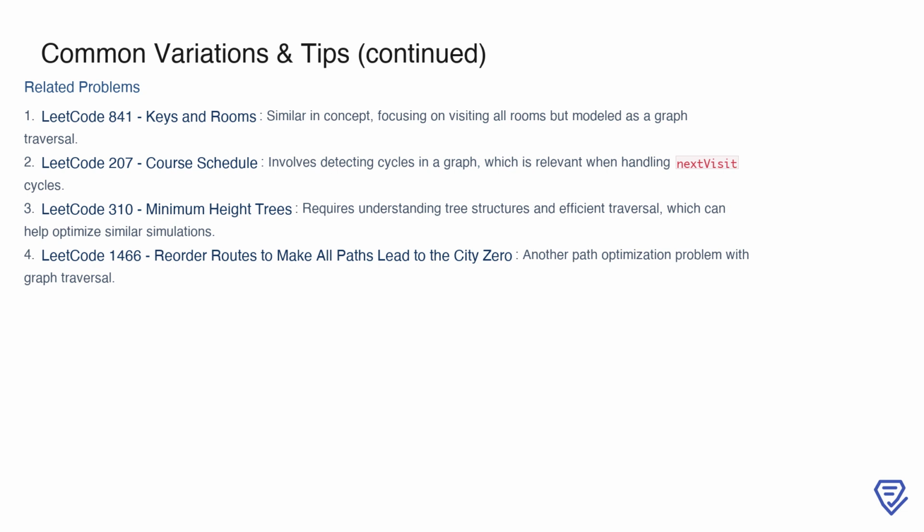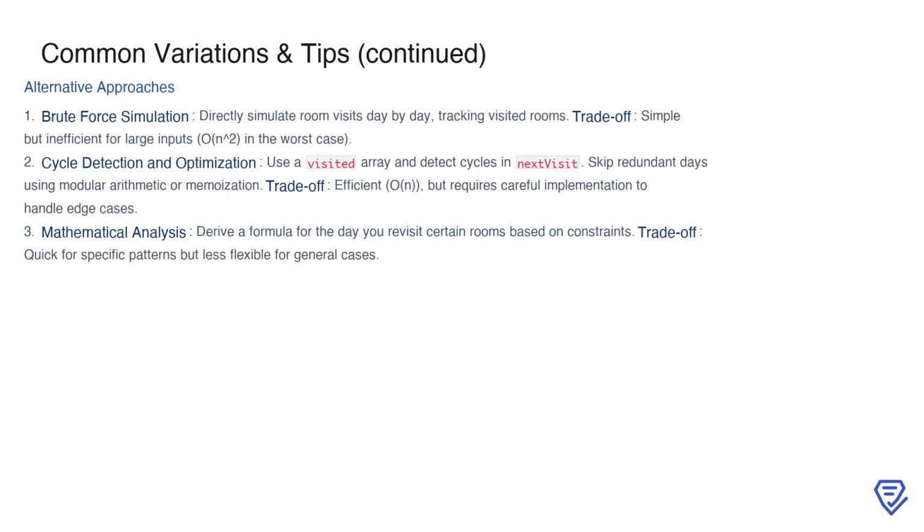Lastly, LeetCode 1466, Reorder Routes to Make All Paths Lead to the City 0, is an example of a path optimization problem involving graph traversal, offering additional insights into efficient pathfinding strategies. Reviewing these problems can deepen your understanding of the underlying concepts and help you develop a more robust solution to this challenge. There are several approaches you can take to solve this problem, each with its own trade-offs.